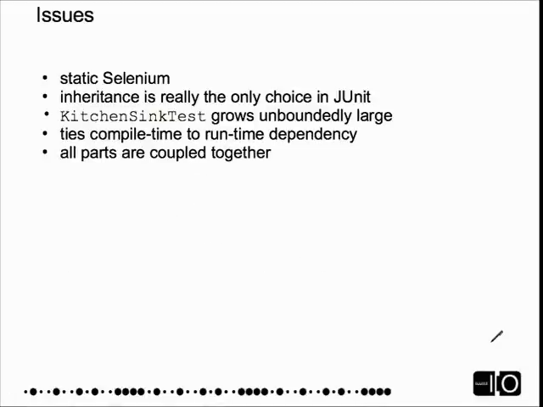The peeves that I have in here is, of course, there's a static Selenium. We do dependency injection. We don't like to see the word static in our code. That's fine. Inheritance is really the only choice in JUnit, as we were saying before. That's a very well taken point. Now, three other points that are more interesting in here is that this test really is like a kitchen sink test. Everything that you can possibly imagine, that you can possibly ever want in any of the tests in your application has to be in that one class.